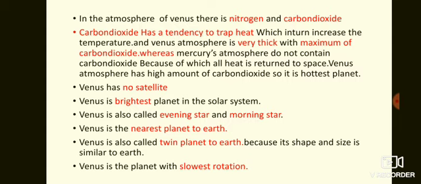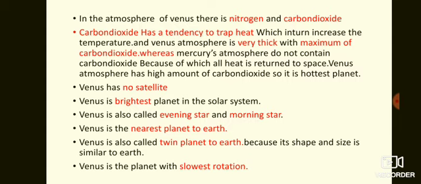Carbon dioxide has a tendency to trap heat. Carbon dioxide has the ability to trap the heat that it gets from the Sun, which in turn increases the temperature. Venus's atmosphere is very thick with a maximum of carbon dioxide, whereas Mercury's atmosphere does not contain carbon dioxide, because of which all heat is returned to space. Venus's atmosphere has a high amount of carbon dioxide, so it is the hottest planet.